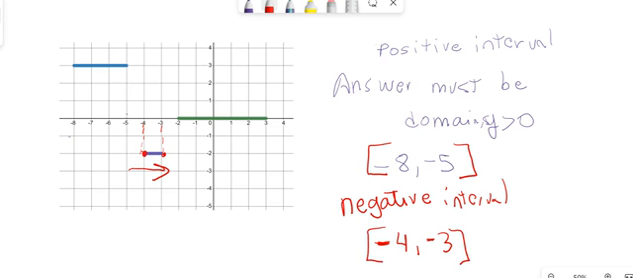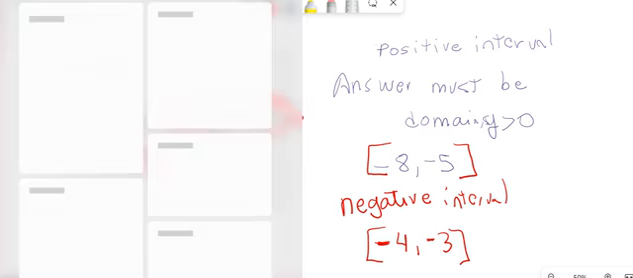And you said, hey, Miss, what about this green graph? Is it positive, is it negative? It's on the x-axis. Any point on the x-axis, y is 0. 0 is not positive or negative, so I don't include it. So there are two intervals, one positive, one negative for this graph. Let's look at another example.